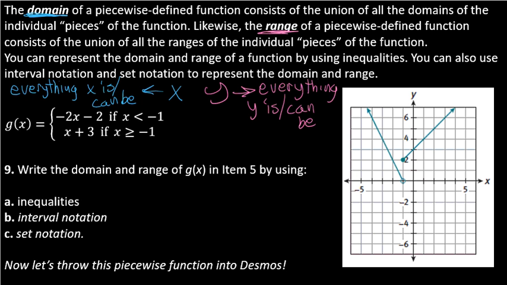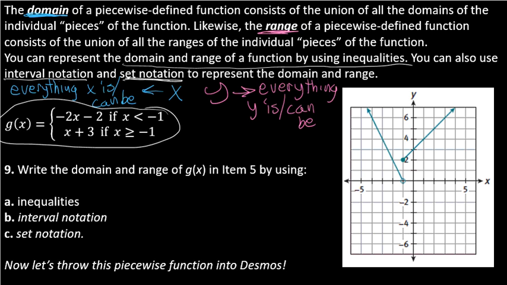Now you can represent your domain and range in a number of different ways. You can use inequalities, you can use interval notation, and you can use set notation. We're going to see more or less how to do all of these. Here we're looking at our graph from earlier. It's the exact same graph, except drawn much prettier by the book. And here is our function again from what we just did earlier.